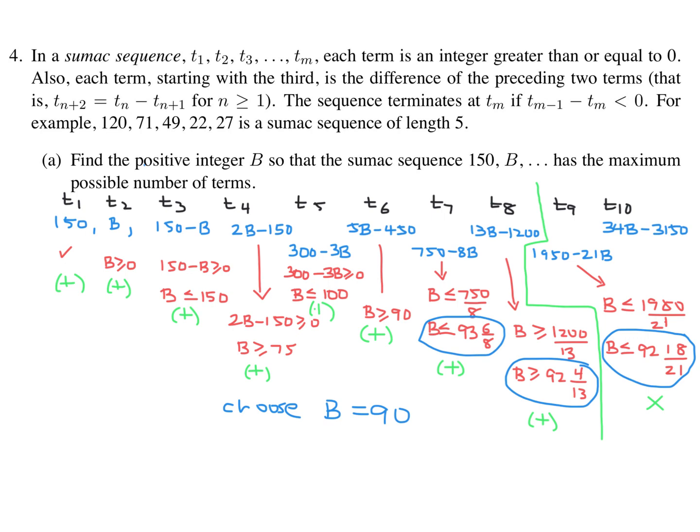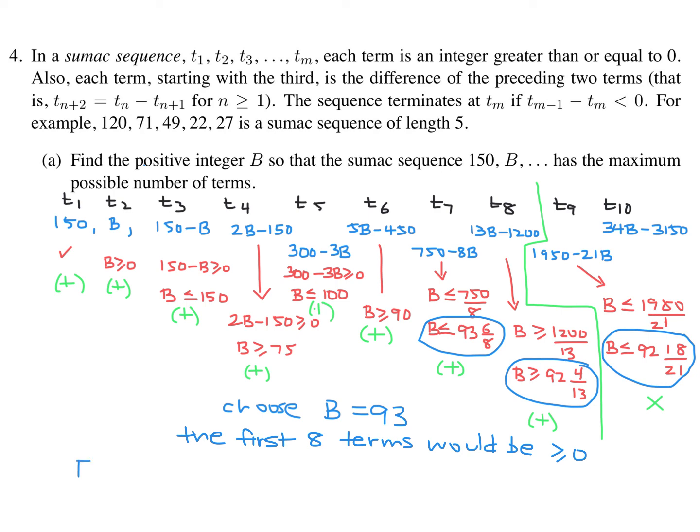So that's pretty much as far as I can go. So it looks like B equal to 93. Sorry about that. When B equals 93, the first 8 terms would be greater than or equal to 0, and then the 9th term would be negative. So the sequence would be maximized in terms of its length with B equals 93.